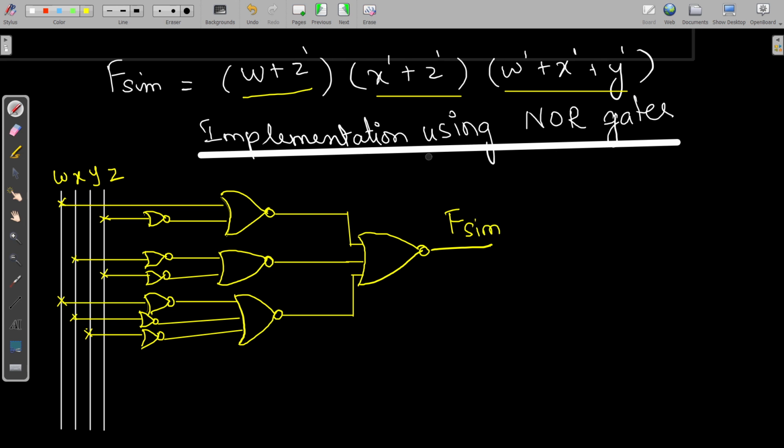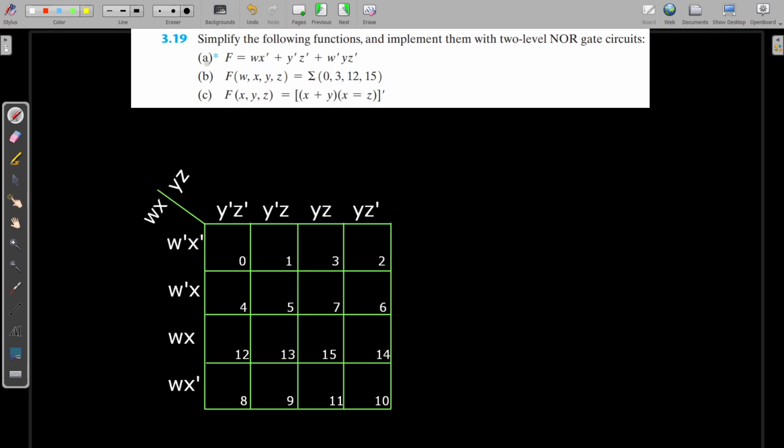So to get the implementation using NOR gates, you can have this POS form. If you have the POS form, directly you can take each and every term as such and give it to the NOR gates. Then you will get the proper function. Okay, so the first problem is over. We move on to the second problem. The second problem is F of w, x, y, z is equal to sigma 0, 3, 12, 15. So we can mark ones into this: 0, 3, then 12 and then 15.